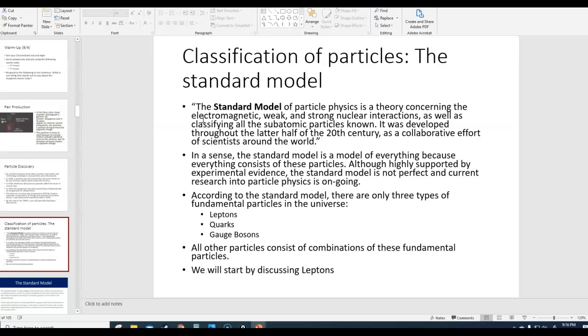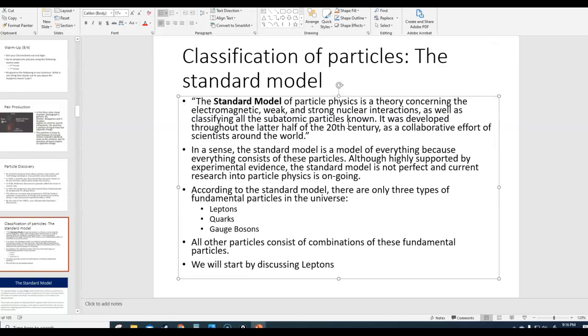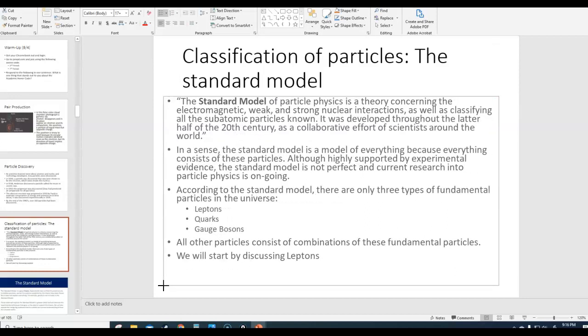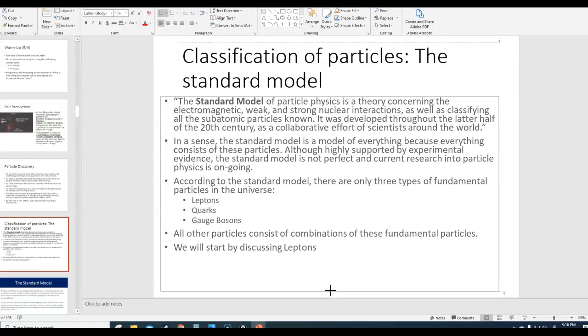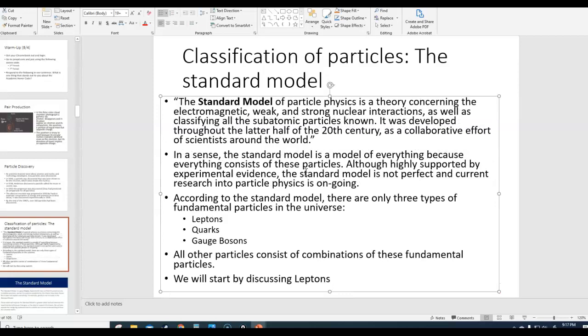Now, the standard model of particle physics is, as you can read about on the slide, a theory concerning the electromagnetic, weak, and strong nuclear interactions, as well as classifying all of the subatomic particles known. Okay, this was developed in the latter half of the 1900s. Basically, the standard model is kind of a model of everything because everything consists of these particles. Okay, it has been worked on over many, many years. It's been updated and modified, and it's not necessarily complete, although there is a lot of evidence in support of this model.